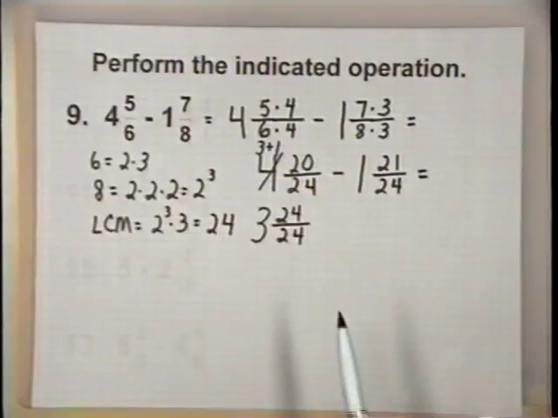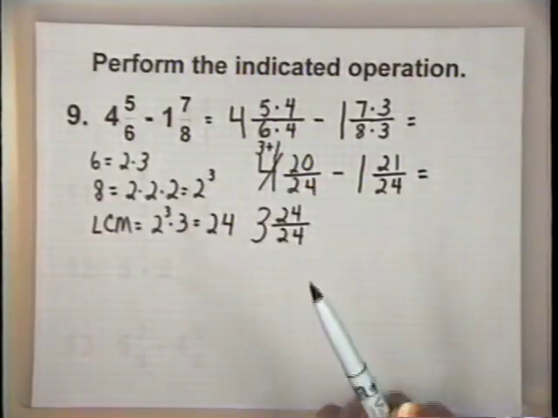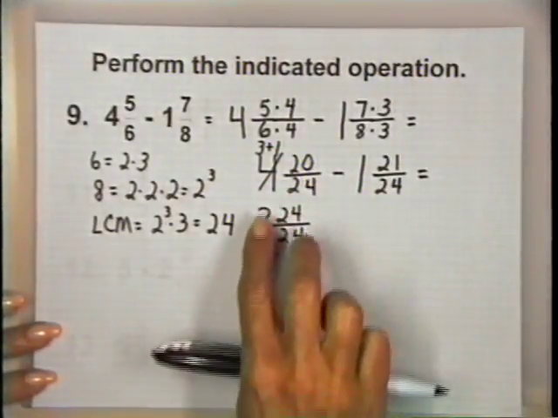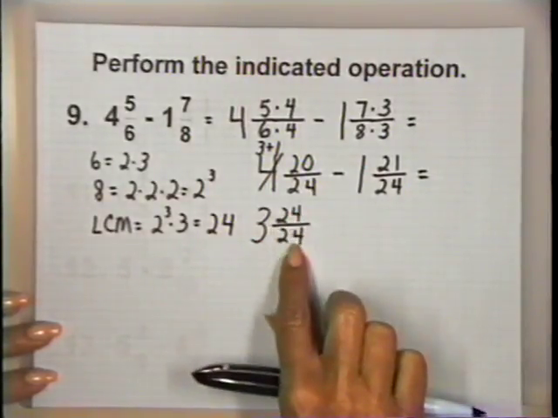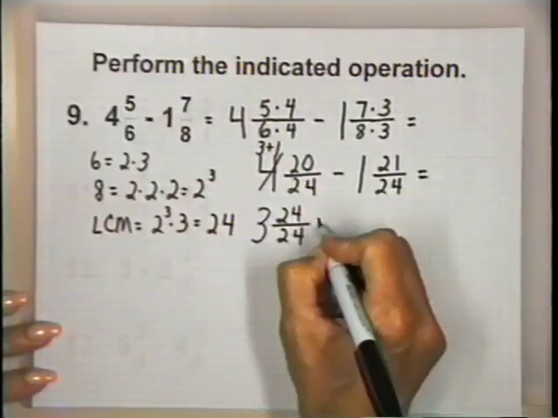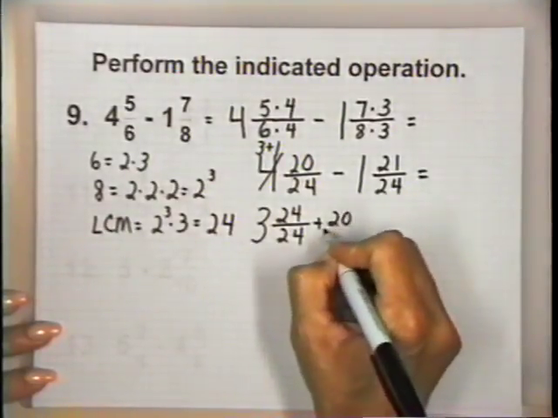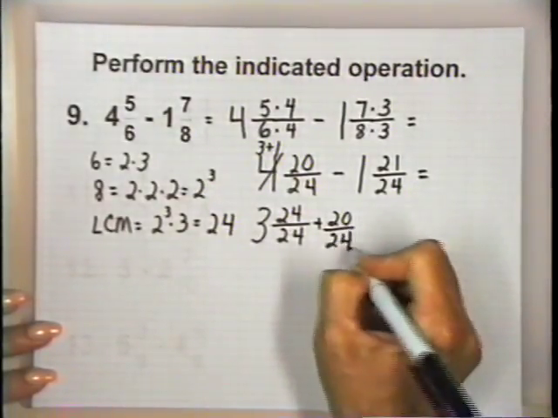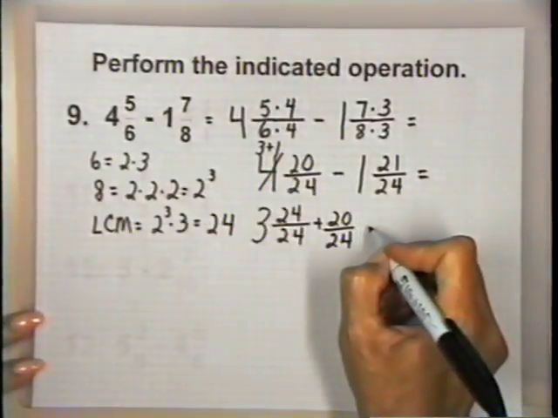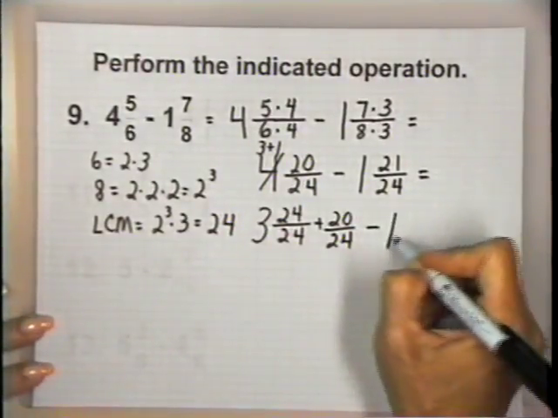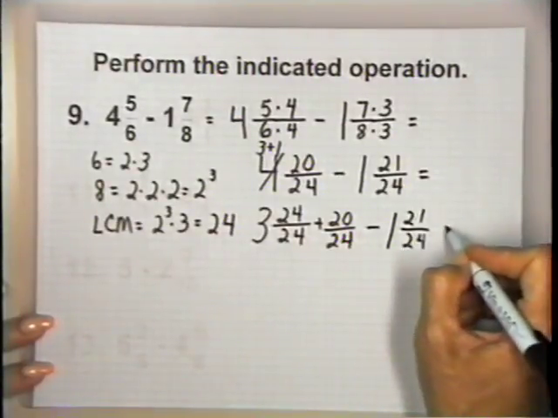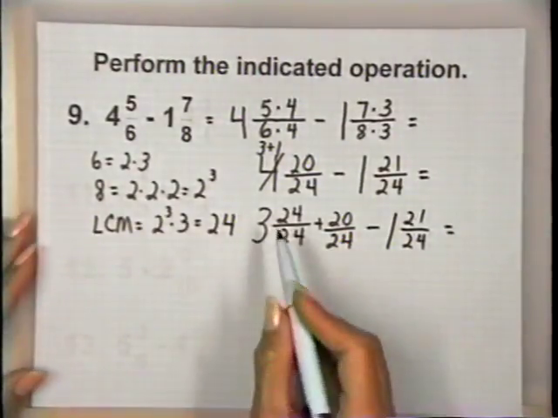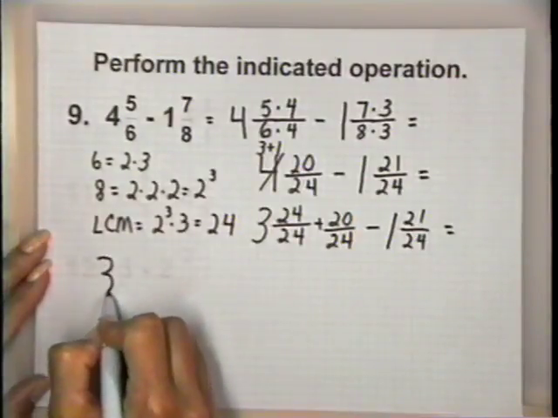24/24 is 1. 1 plus 3 is 4. So I have written an expression for my 4, 3 and 24/24s, and now I need to add to it the fractional part of this mixed number, 20/24s, and then I have subtract 1 and 21/24s. So I have 3.